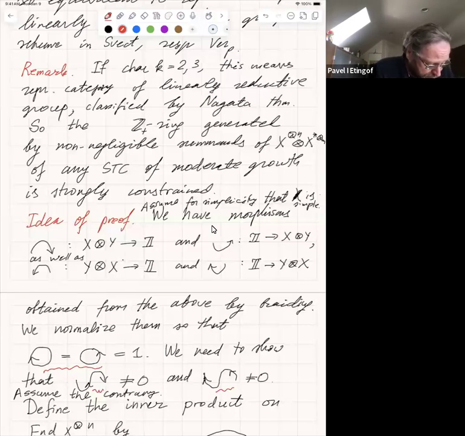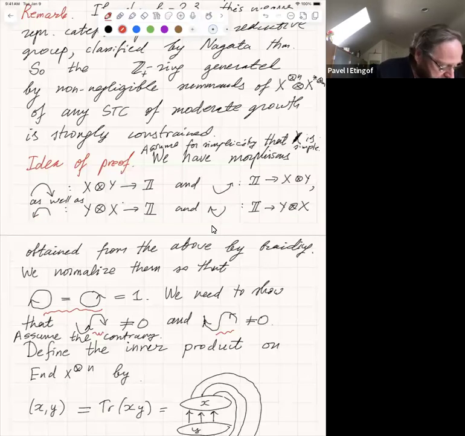This is a different normalization. But here, we only have the normalization where the circles are equal to 1, and then the main worry is that these snakes might vanish. And that will mean that our rigidity is only weak rigidity. It's not the strong rigidity that we want. So we need to show that they don't vanish. So we need to show that these snakes are non-zero. Then we can renormalize to make them 1.